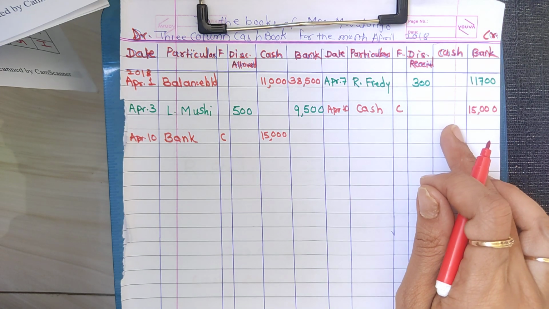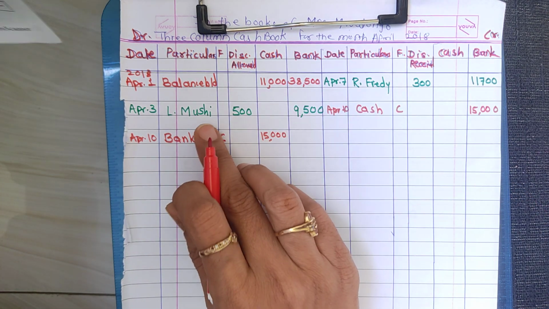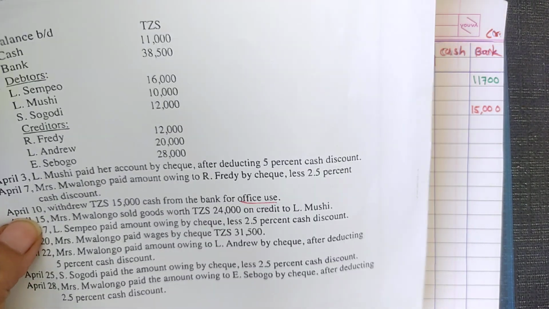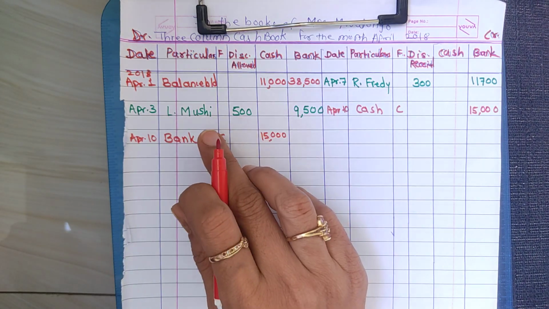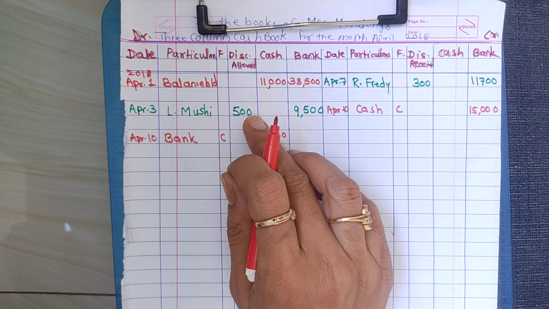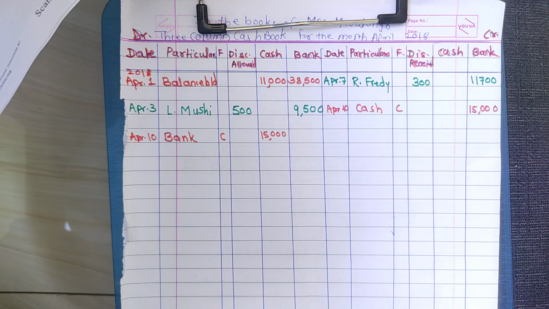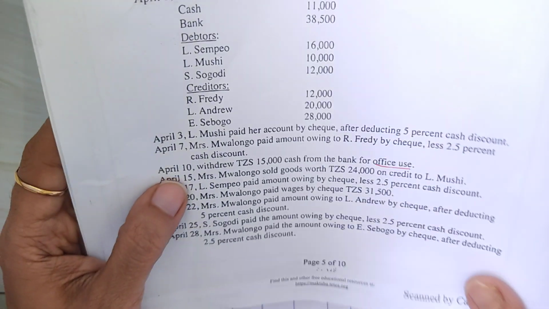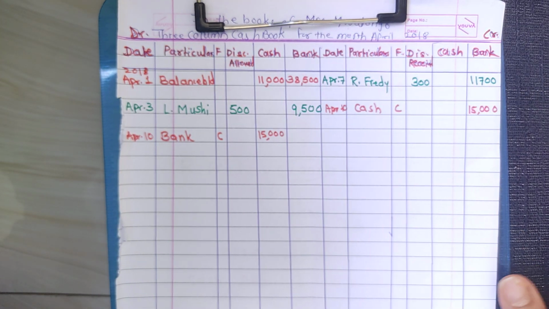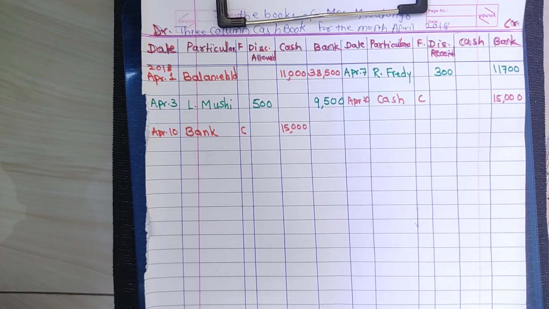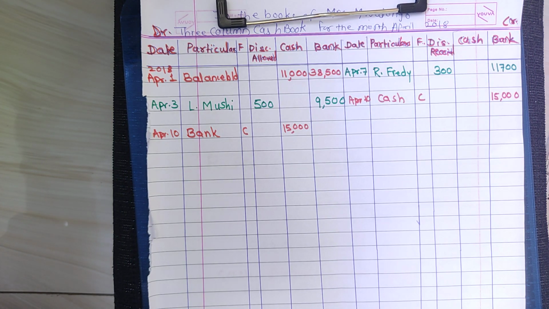For the other transactions like this, L Mushi, April 3rd, when L Mushi paid her account, one effect is what we have given in this book, and the second effect will be in the L Mushi account on the credit side. See students, if you have any problem with the ledger account, how to give the second effect, I will share the link in the description where I have solved the cash book and all ledger accounts. So go and check if you have any doubt.